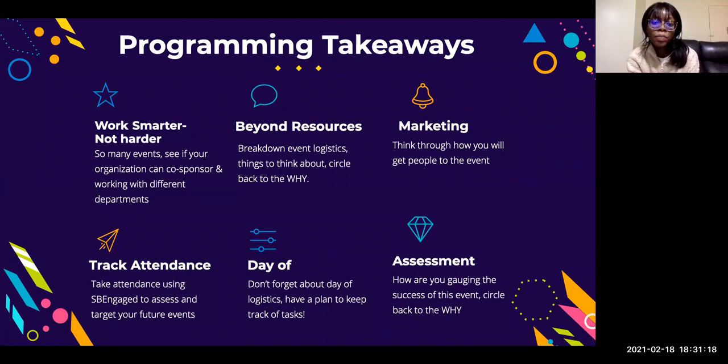For the day of, don't forget about day-of logistics; have a plan to keep track of tasks. The day of the event is really important because you want to make sure everything goes as envisioned, with no hiccups, and everything is planned and accounted for. The staffing chart is a great way of doing that, with your blocks of time down: 6 to 6:30 you're doing this, 6:30 to 7 you're doing that, 7 to 7:30 you're doing this. Make sure your materials are all packed before the event so it's not a rush to get everything together right before.